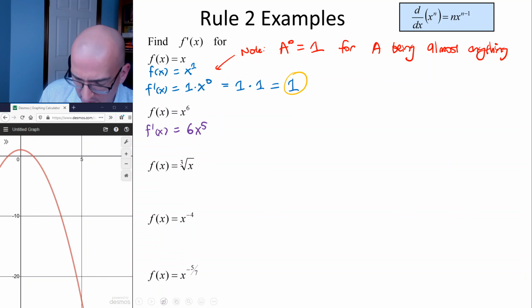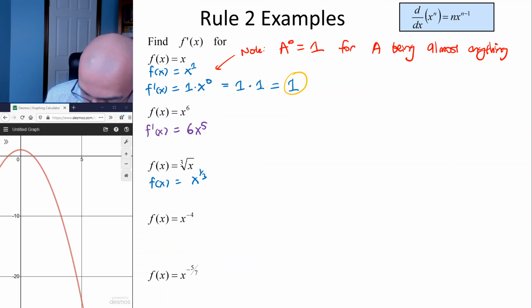All right, next one looks weird. That doesn't seem to fit on the page, does it? Our rule, this rule 2, is for x to the power of n, but that's not x to the n. Or is it? It is. It is x to the power of n, because we can write a cube root as x to the power 1/3. F of x is x to the power 1/3. Now it matches the template. I can use the rule.